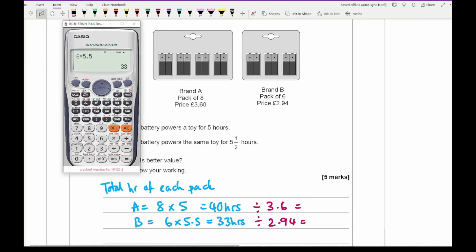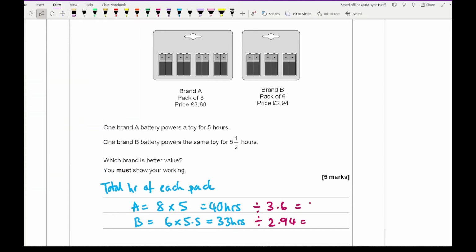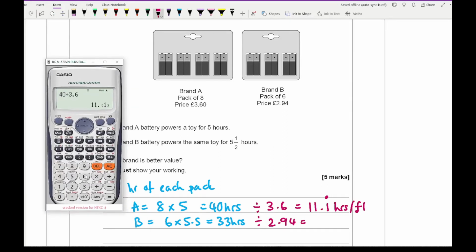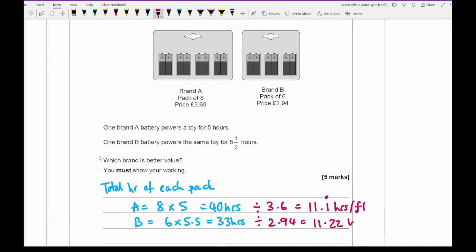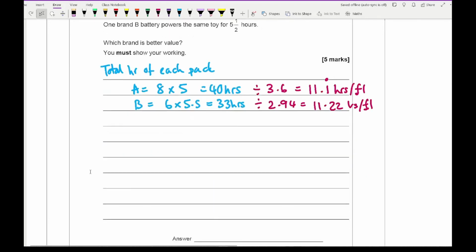So get the calculator out. I've got 40 divided by 3.6, which gives me an answer of 11.1 recurring, so that's hours per pound. And if I do the same for the second calculation, 33 divided by 2.94 gives me 11.22 hours per pound. So which one is going to be better value? Well, it's going to be brand B.